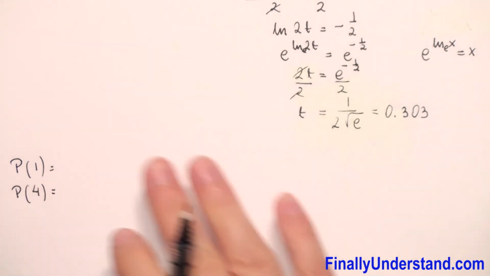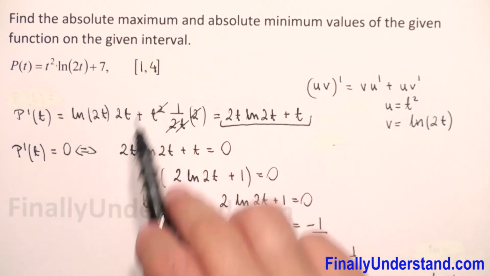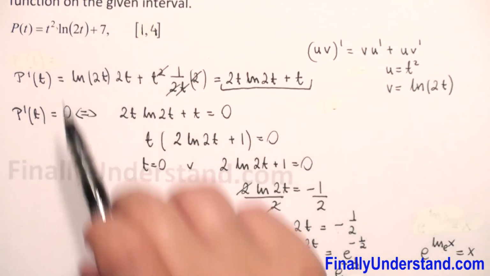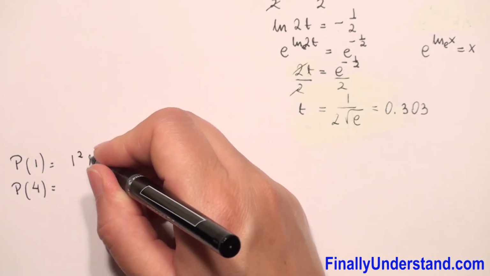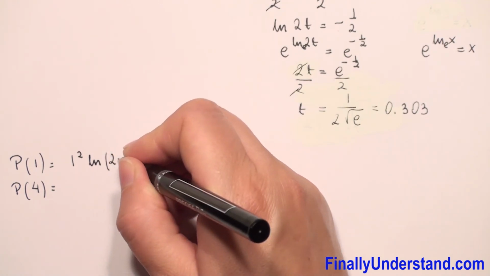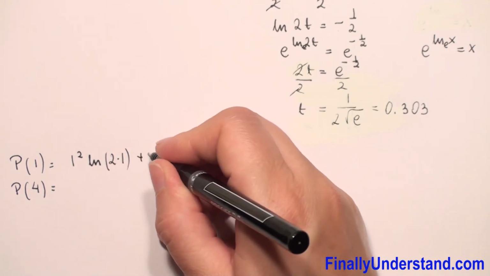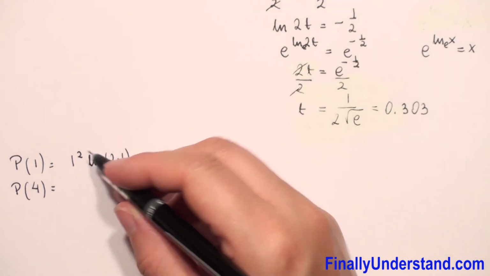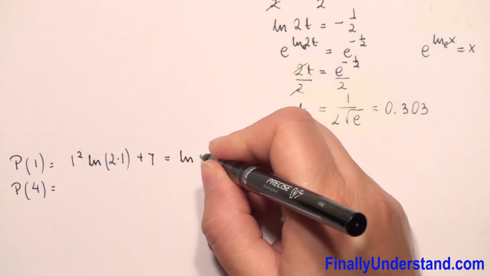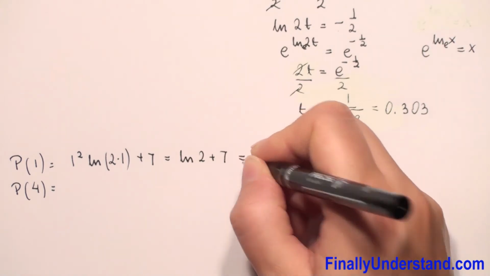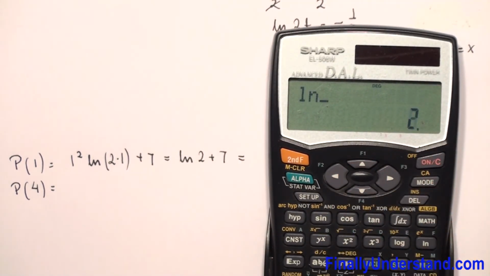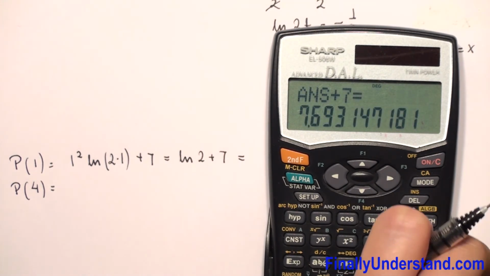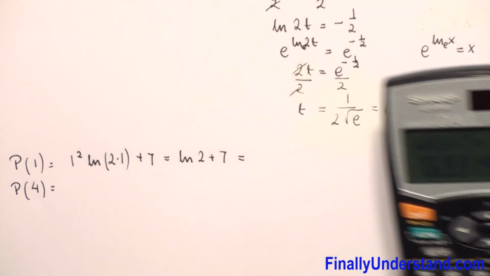It means we have to replace t by these values in our general formula. So we have 1 to the second power times natural log of 2 times 1 plus 7. This is equal to, 1 to the second power is 1, so we have natural log of 2 plus 7. So this is equal to 7.69.